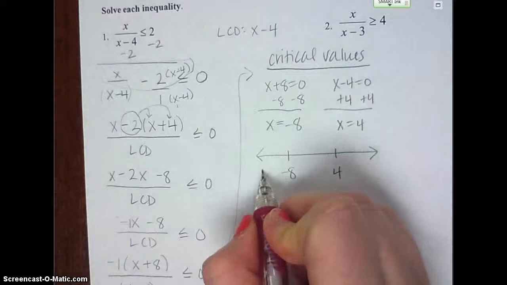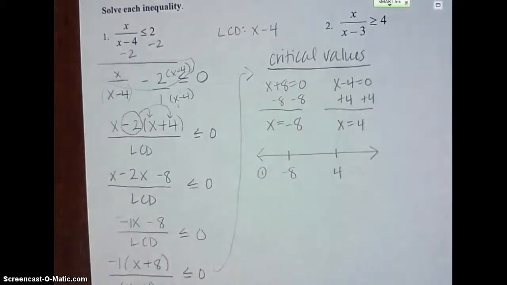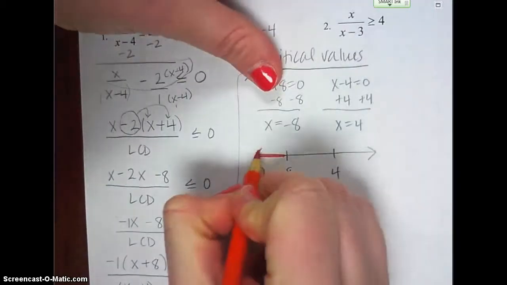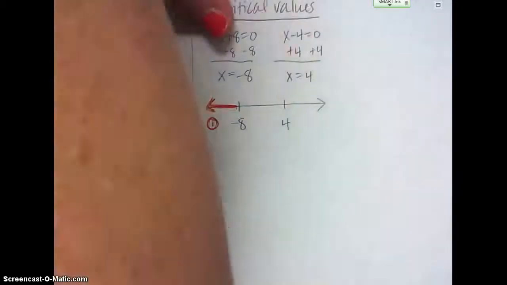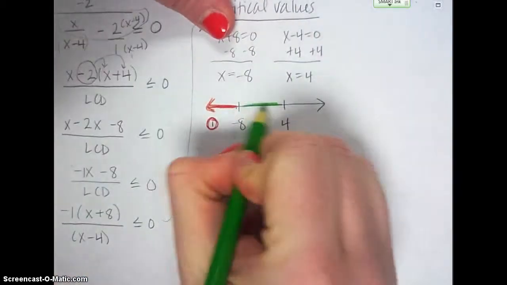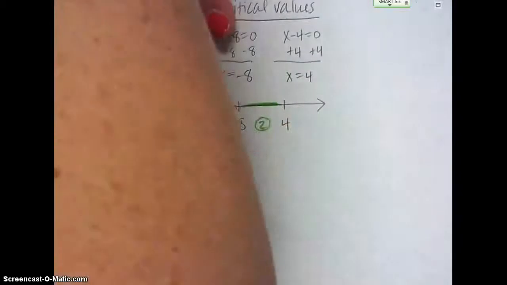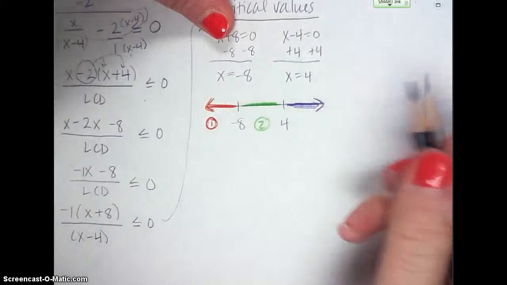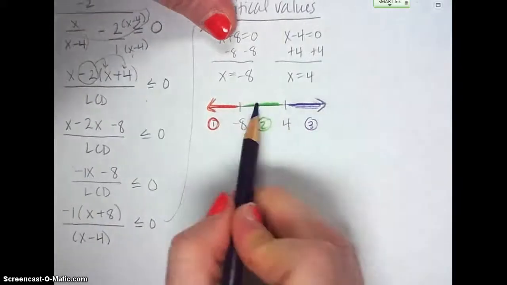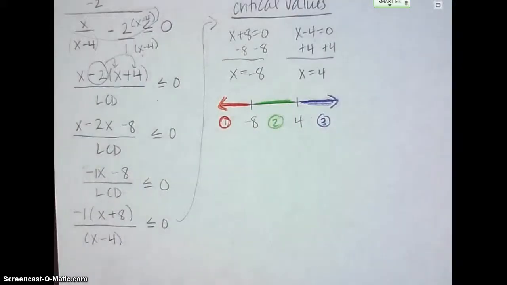We have 3 different intervals here. We have this one less than negative 8. We have the one in the middle, in between -8 and 4. So let's see if I can color code here a little bit. We have this one, we'll call that the orange interval. Then we have the one in between -8 and 4, so I'll do green. And we have the one after 4. So I'll use purple. Okay, so I have 3 different intervals I have to test and see which one of those are going to be my answer.